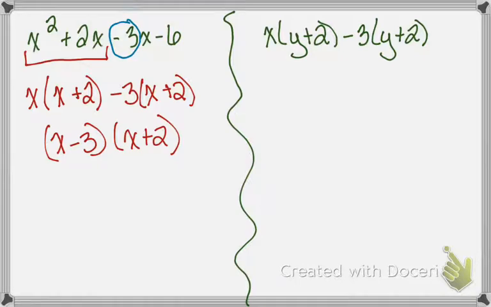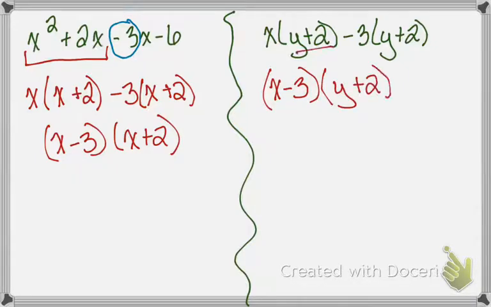Okay? What's one of the factors? X minus 3. Okay? What's the other one? Y plus 2. That y plus 2 is a GCF. Okay? You're pulling that out of both of them. And then you're left with x minus 3. It's a different way to think about GCFs.